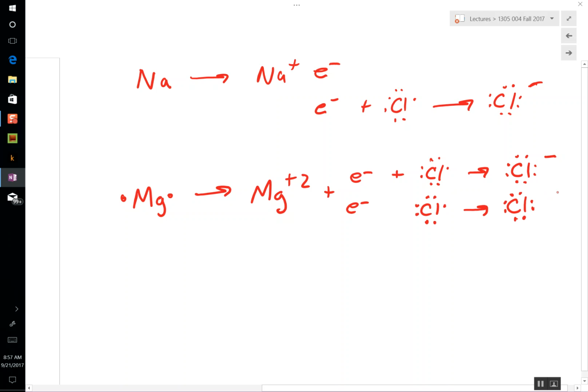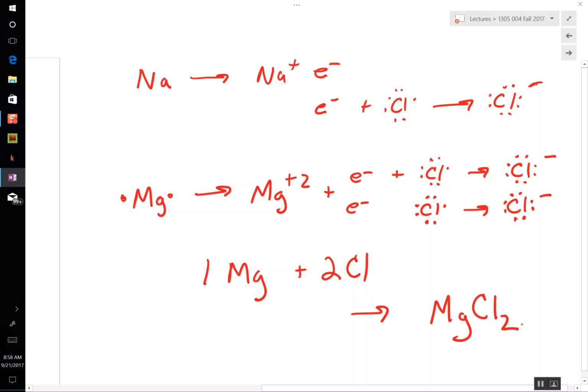Why? Because it's giving up 2 electrons. Those 2 electrons have to have somewhere to go. This chlorine atom will not accept 2 electrons. It only wants 1 electron. You follow me? This is what's happening. So now, what do I have here? I have 1 magnesium reacting with 2 chlorines. And I'm going to get MgCl2, magnesium chloride.